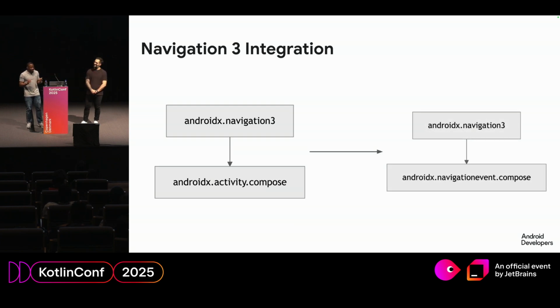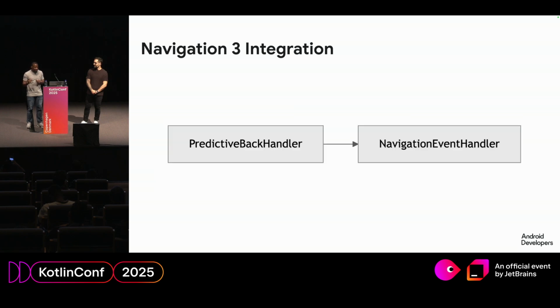So we really just want to get away from the Android-specific activity dependency and over to navigation event. And to do that, we swapped from the predictive back handler that we had before to a navigation event handler. The only thing we changed about the API is instead of taking a Boolean, it now takes a Lambda that produces a Boolean.